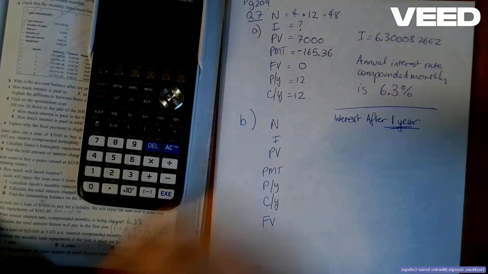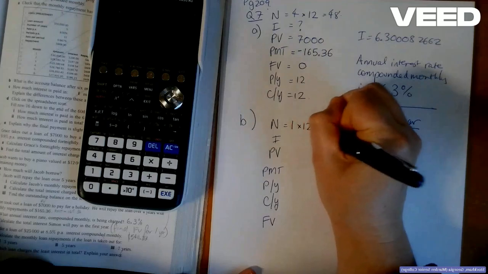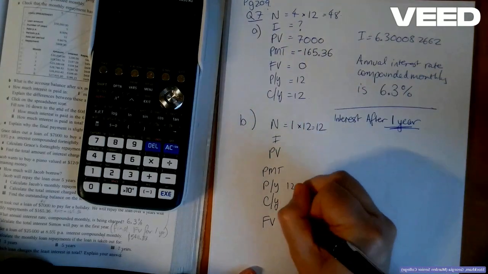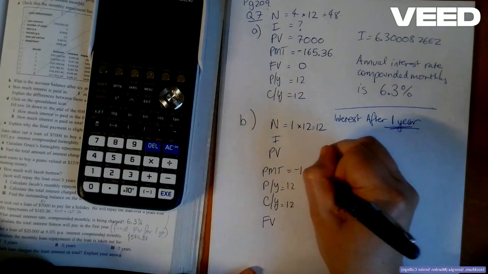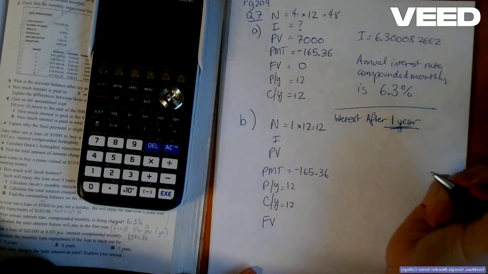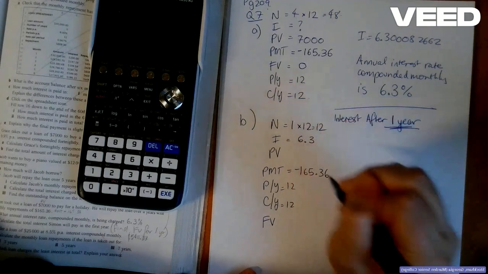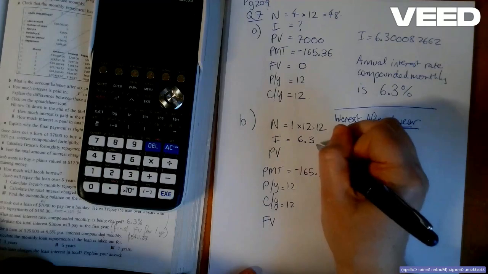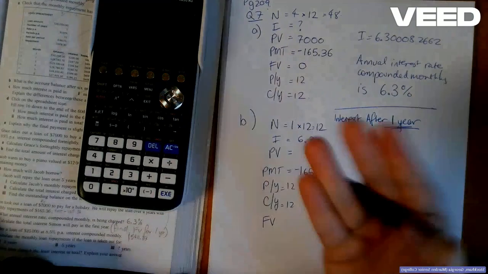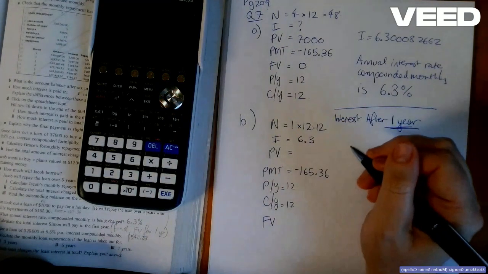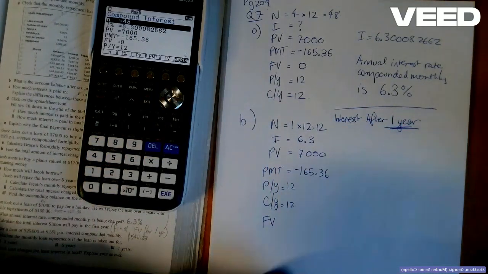All right, so we need to think about this. After 1 year, we're going to be calculating for 1 year times 12, which is going to be 12. Our PY and CY are both going to be 12. Our payment remains the same. You didn't need to record all this, but I like to put it all down. Our I is now going to be 6.3. If you're going to roll it over, make sure you put the full amount just so that the marker can see how you got your answer. Our starting point is still $7,000.